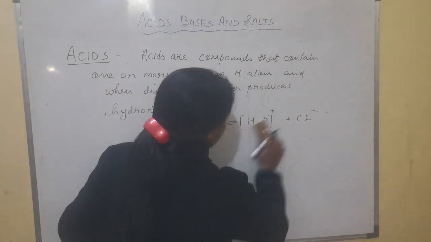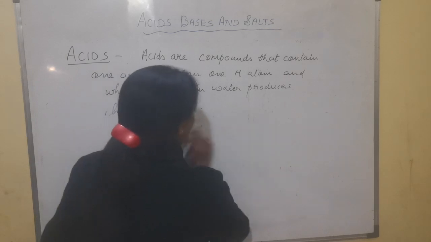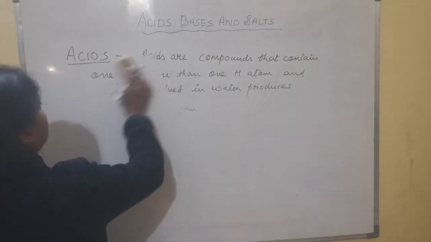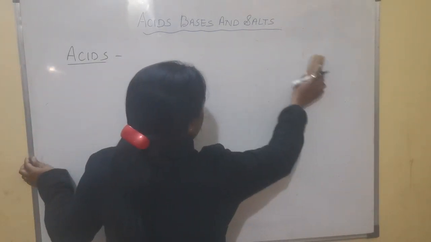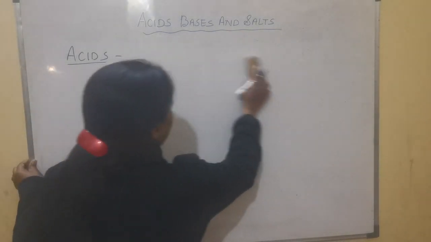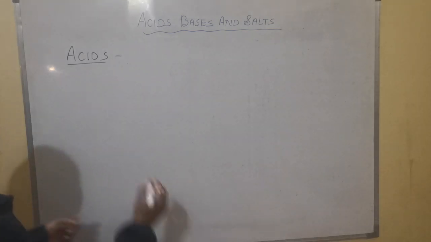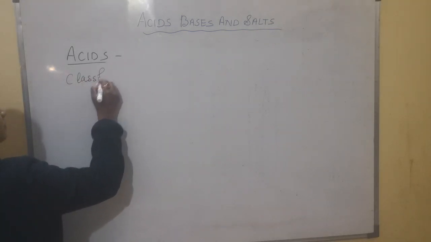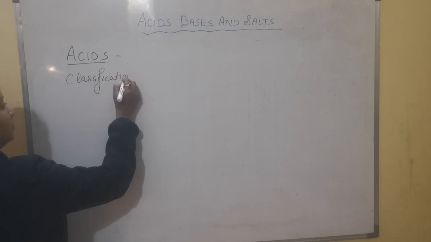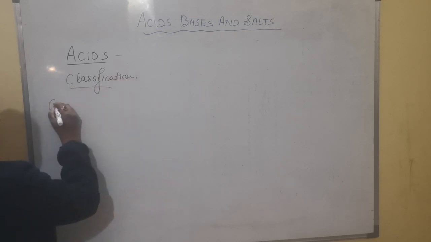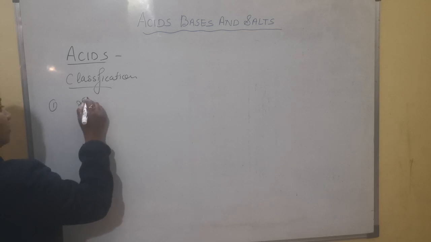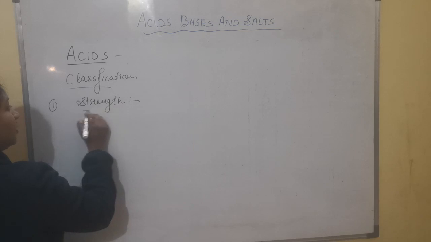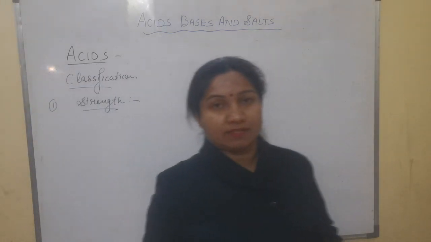Now we will see the classification of acids. I hope the definition is clear to everyone. Some examples also you have to learn, names of some common acids. Now we will see the classification of acids. First is based on strength. Strength means how strong an acid is.